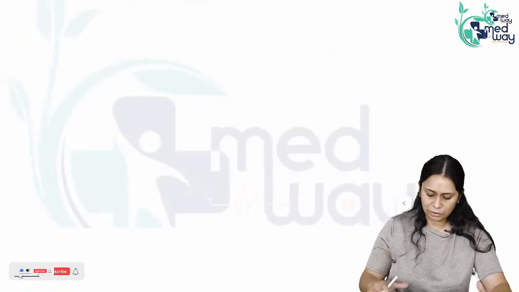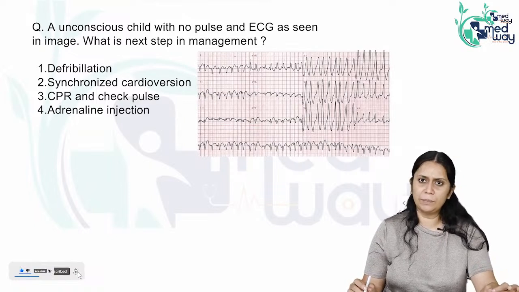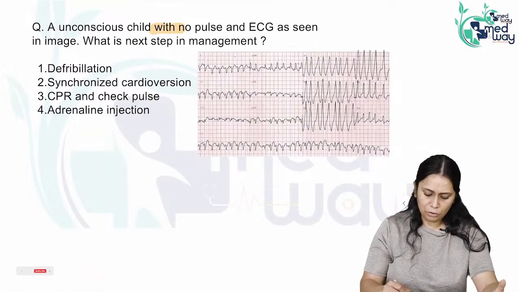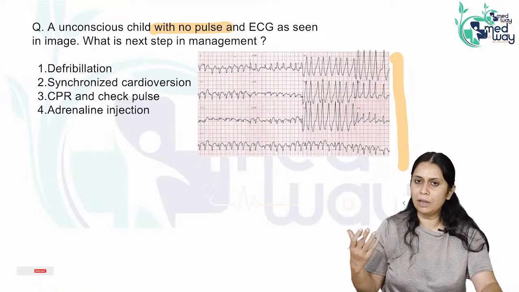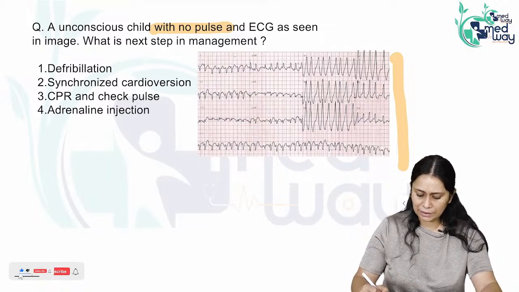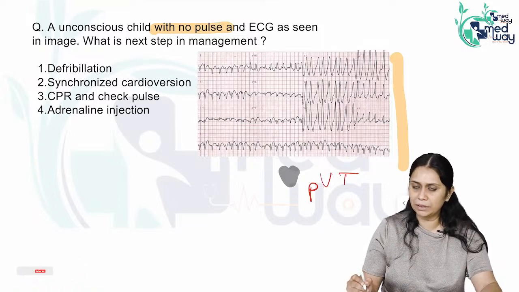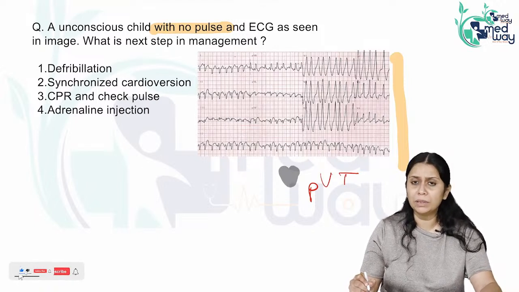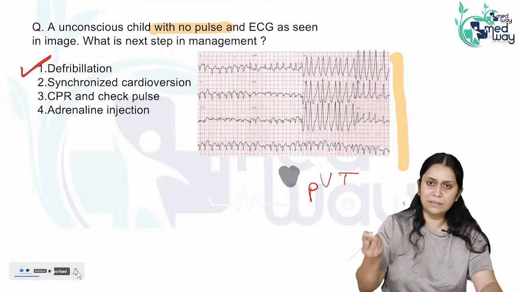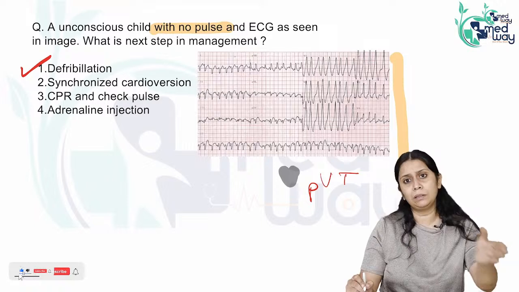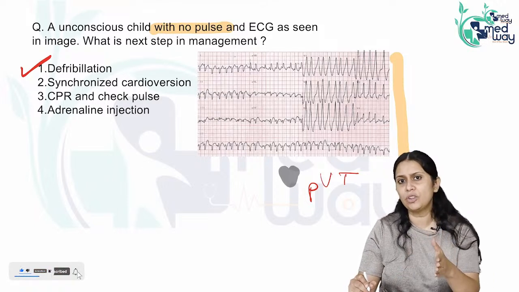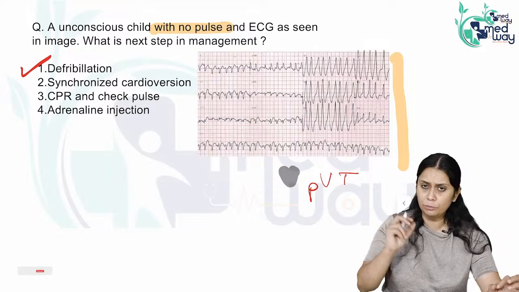Okay. Now the next question. Again a question on CPR. An unconscious child with no pulse and the following ECG. No pulse means cardiac arrest, and this is the ECG we saw on the monitor. This is ventricular tachycardia. Ventricular tachycardia without pulse. So pulseless ventricular tachycardia. So immediately we have to defibrillate. That is, defibrillation is the immediate next management, and we start CPR. Minimum time between the pulselessness and defibrillation gives the best chance for survival. So defibrillation should be the answer.